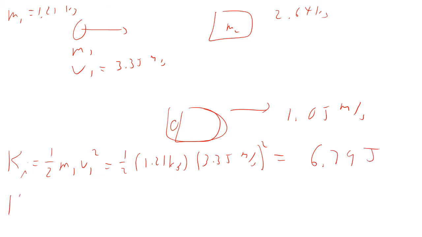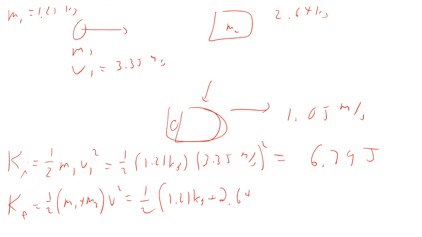Now, the final kinetic energy is 1/2 m1 plus m2 times v squared, because the two were moving together as one object right there. So 1/2 times 1.21 kilograms plus 2.64 kilograms times 1.05 meters per second, and that's squared, and that comes out to be 2.12 joules.